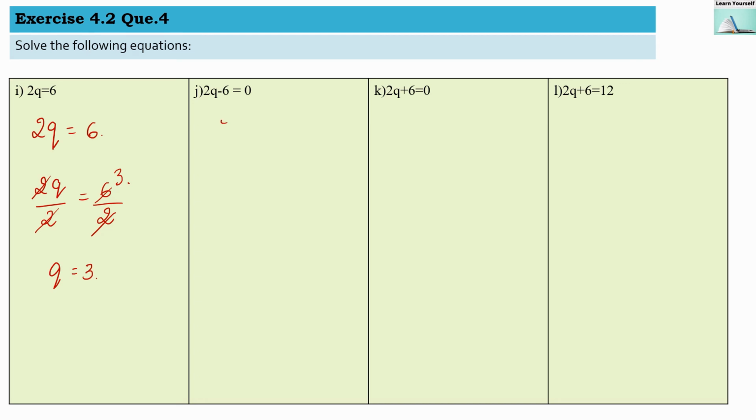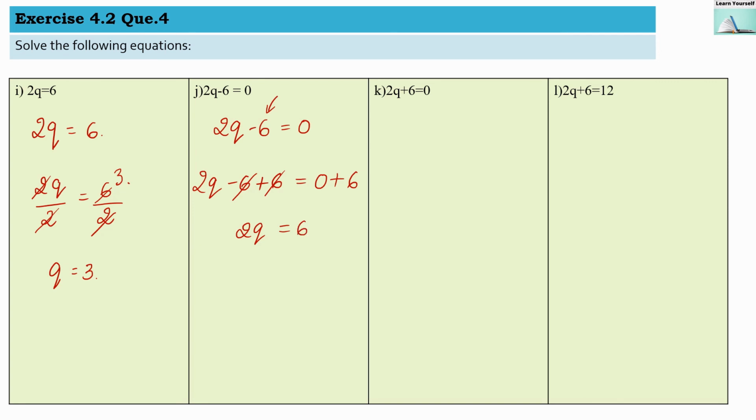Equation J is 2q minus 6 equals to 0. So let us first remove this 6. It is in minus, so we are going to add 6. So we have added here 6, and same way we have to add 6 towards LHS also. This 6 and this 6 will get cancelled out. So we will get 2q equals to 0 plus 6 equals to 6.